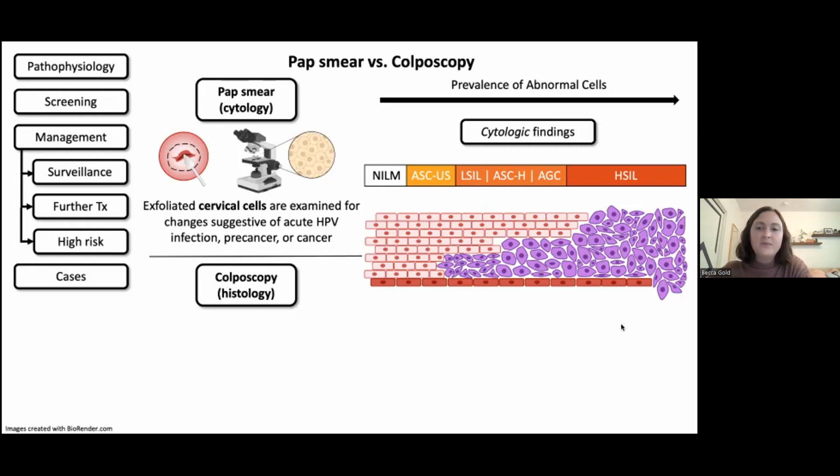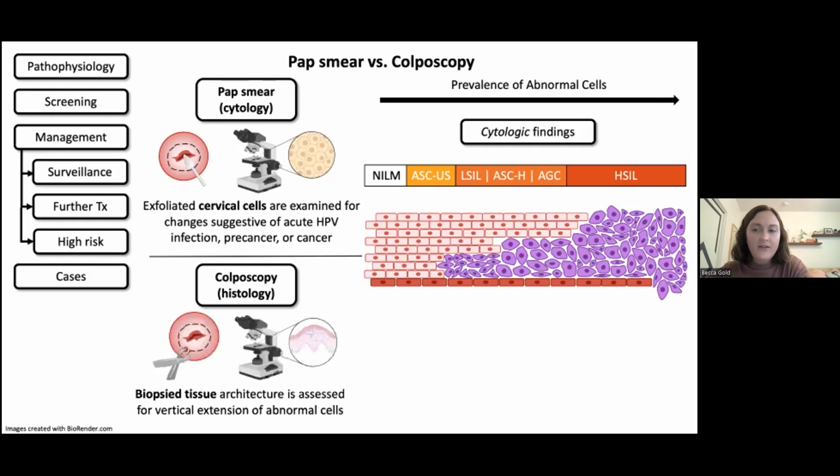In contrast to a pap smear, colposcopy is an in-office procedure, during which the cervix is examined under a high-power microscope called a colposcope, and then acetic acid is added to the cervix to help identify any abnormal appearing areas that should undergo biopsy to further rule out any precancerous or cancerous changes.